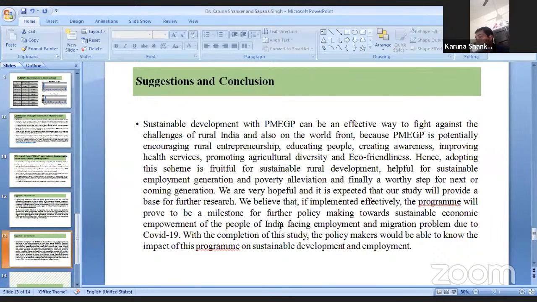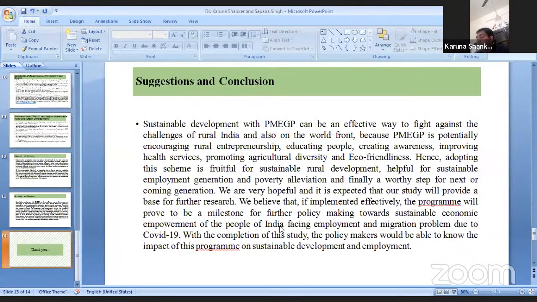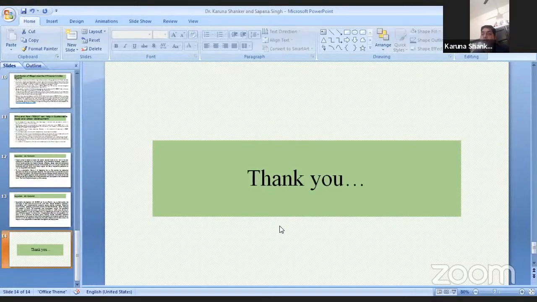Hence, adopting the scheme is fruitful for sustainable rural development, helpful for sustainable employment generation and poverty elimination, and finally a worthy step for the coming generation also. So we are very hopeful, and it is expected that our study will provide a base for further research also. We believe that if implemented effectively, the program will prove to be a milestone for further policy making towards sustainable economic empowerment of the people of India facing employment and migration problems due to COVID-19. With the completion of this study, policy makers would be able to know the impact of this program on sustainable employment and sustainable development.